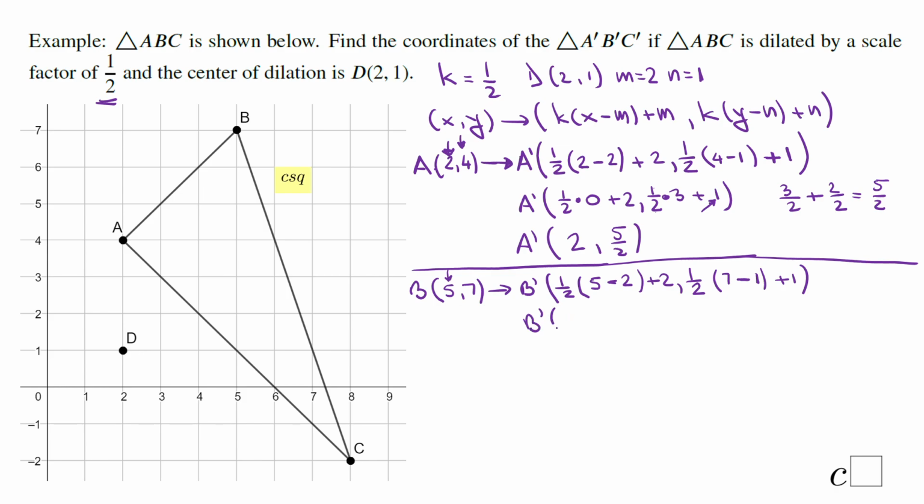B prime is 1/2 times 5 minus 2 is 3 plus 2, and the y coordinate 1/2, 7 minus 1 is 6 plus 1. I think we need one more step. 1/2 times 3 is 3/2 plus 4 over 2, that will be 7 over 2. And here we have 1/2 times 6, that is 3, 3 plus 1 is 4.